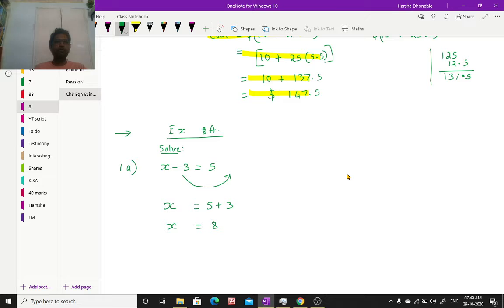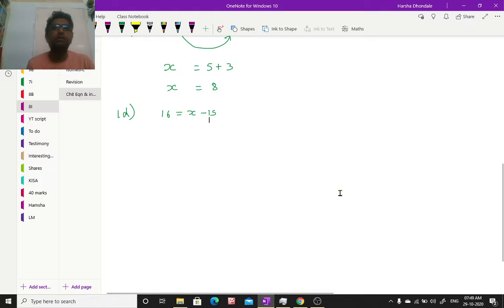Next we move to 1d, and the problem is 16 is equal to x minus 15. Okay, this is the problem. We need to find the value of x.